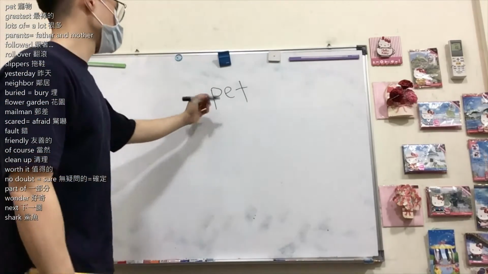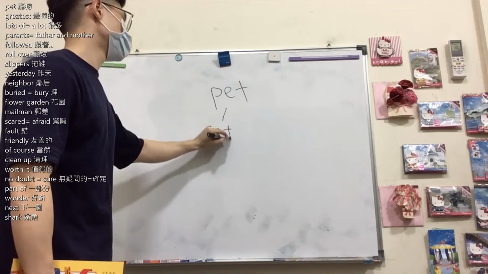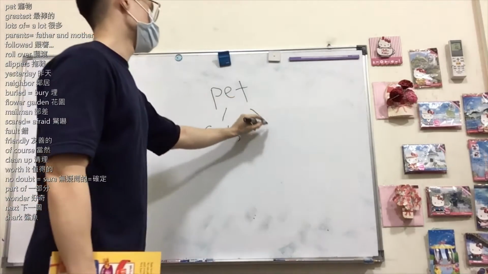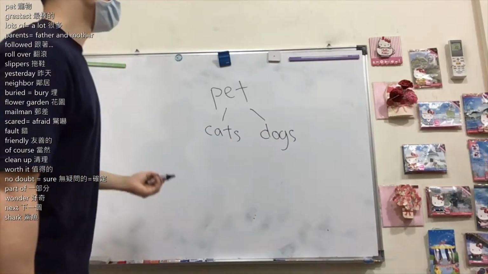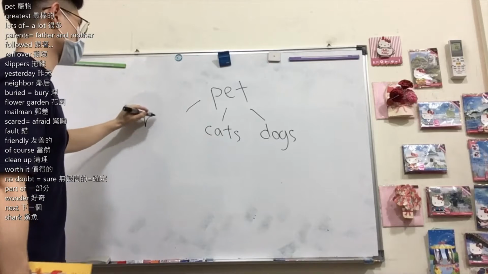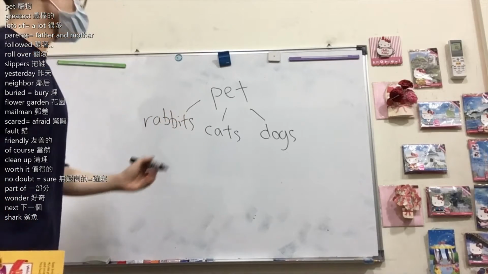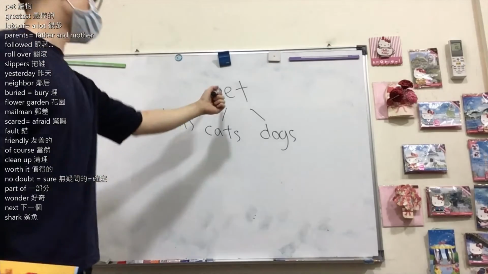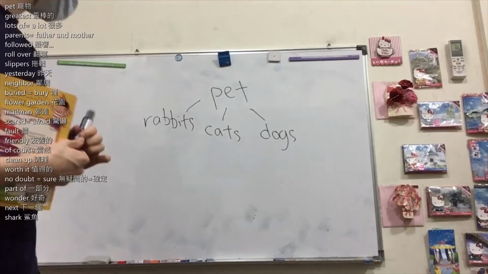For example, your pets can be your cats, your dogs, or your rabbits. So there are many types of pets, but these are just some of the examples of pets.